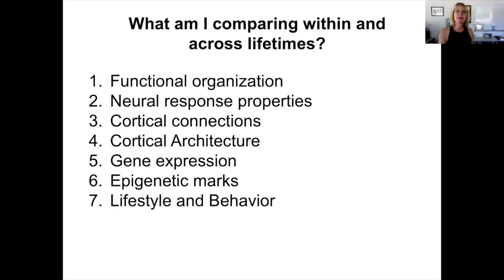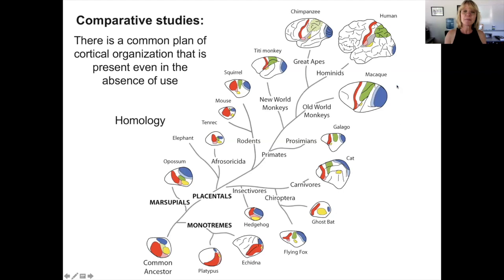Okay, so what am I comparing within and across lifetimes? I can compare a lot of different things. What I'm comparing as a systems neuroscientist is functional organization, neural response properties, cortical connections, cortical architecture, gene expression, epigenetic marks, lifestyle, and behavior. So here's why the comparative approach is really powerful.